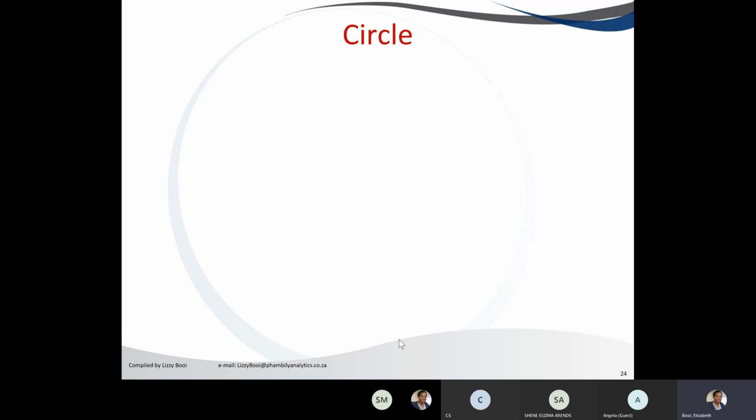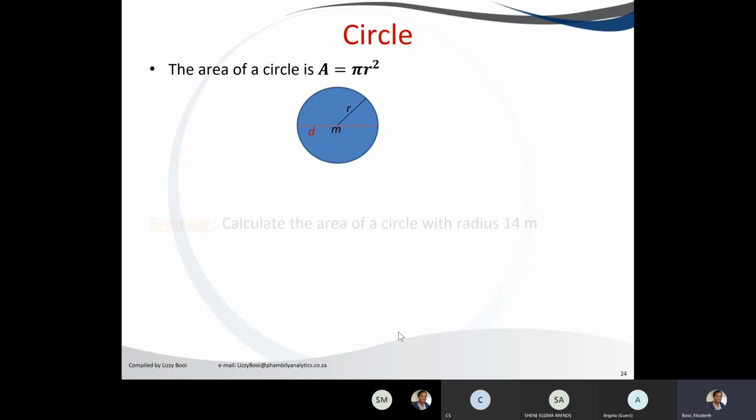To calculate the area of a circle, similar to when we're calculating the perimeter, we need to know that we have the diameter, which goes from one side of the circle to the other side. And from the midpoint to the outside of the circle, we call that the radius. If they don't give us the radius, they will give us the diameter, so we can calculate the radius. And we know the formula is A equals pi r squared.